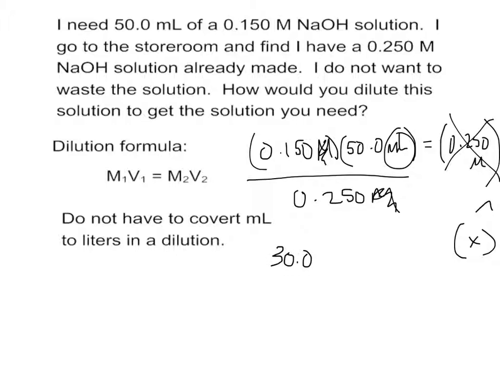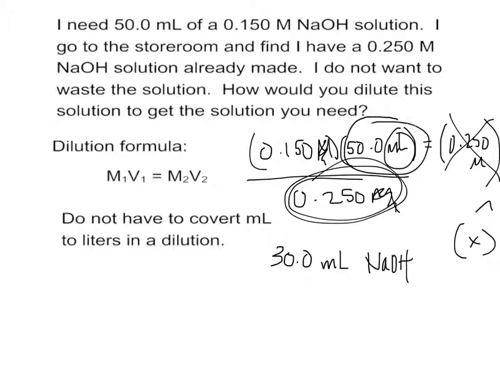Now, what you have to understand is that you would take 30 mils of sodium hydroxide. But that's not changing the concentration. If I pour out 30 mils of this stuff, it's still this concentrated amount. It's still the 0.250. Just because I take it from a big container and pour it into a smaller container, it didn't change the concentration. And so we want 50 mils of this. Well, I poured the 30 mils out. That means we need to add 20 mils of water to it.